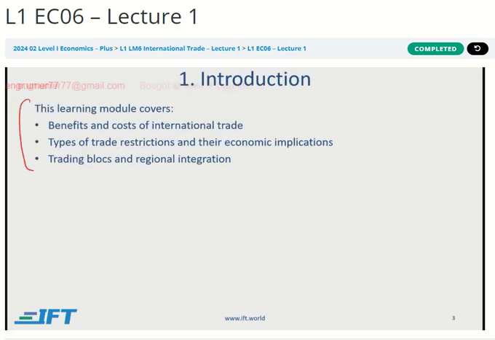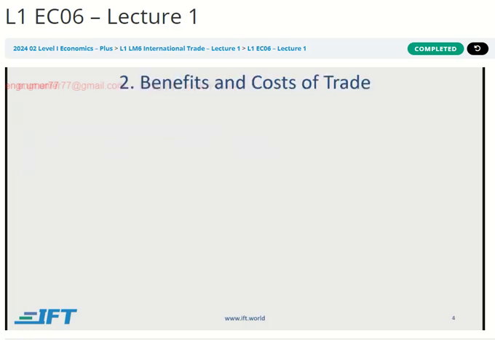So, as discussed, we will first talk about the benefits and the costs of international trade. Then, we will talk about how countries put restrictions on trade, why they do it, how they do it, what are the implications of doing that, and then how they allow it, what are the different trading blocks that allow trade among themselves in the different regions of the world. So let us now move on to first the benefits, then the costs.